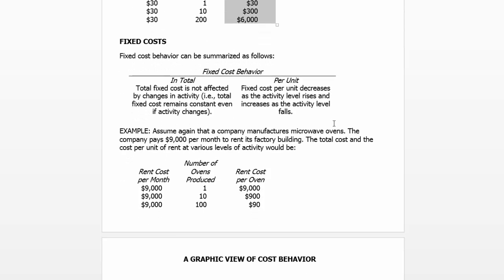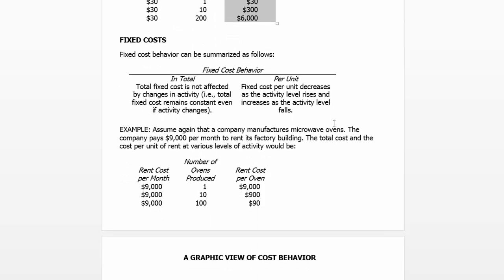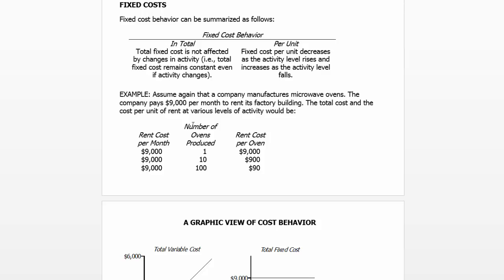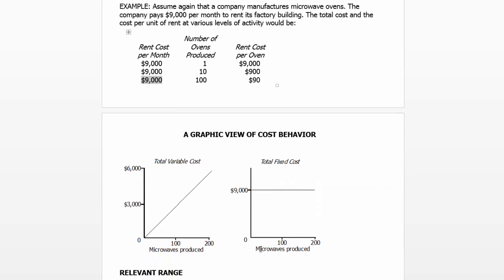And then your fixed cost will be your fixed overhead, and those are items like property taxes, insurance. If you make one oven, you're going to pay $9,000 for insurance for the month. If you make 100 ovens, doesn't matter, you're still only paying $9,000 for insurance. So these costs remain constant. So if you had to graph that, the $9,000 would be constant. Doesn't matter whether you make one oven, 100 ovens, or 200 ovens, or 1,000 ovens.